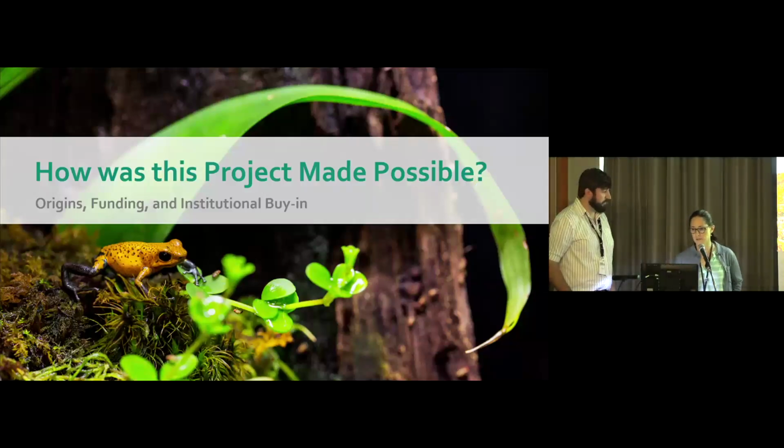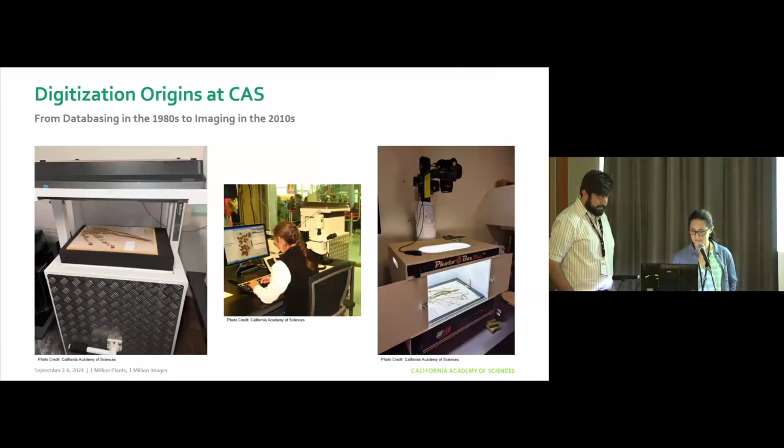So how did we make this project possible at the Academy? Our digitization efforts began in the 1980s. We began databasing specimens electronically, and in 2008, we made the first images of our dried plants. At the time, the initial impact to research being done at the Academy was small. But in 2009, CAS took part in the Mellon Foundation's JSTOR project to digitize type specimens, and since then has continued in-house imaging, proudly achieving over 100,000 images and 700,000 fully transcribed labels by 2023.